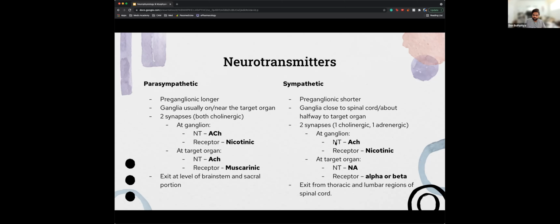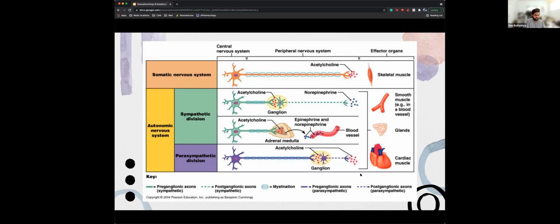At the ganglion, the neurotransmitter is acetylcholine, the receptor is nicotinic. At the target organ, the neurotransmitter is noradrenaline or norepinephrine. Those two things are used interchangeably. And our receptor is either an alpha or beta receptor. These nerves exit from the thoracic and lumbar region, so thoracolumbar, of the spinal cord. And this is a very nice diagram that summarizes most of that.